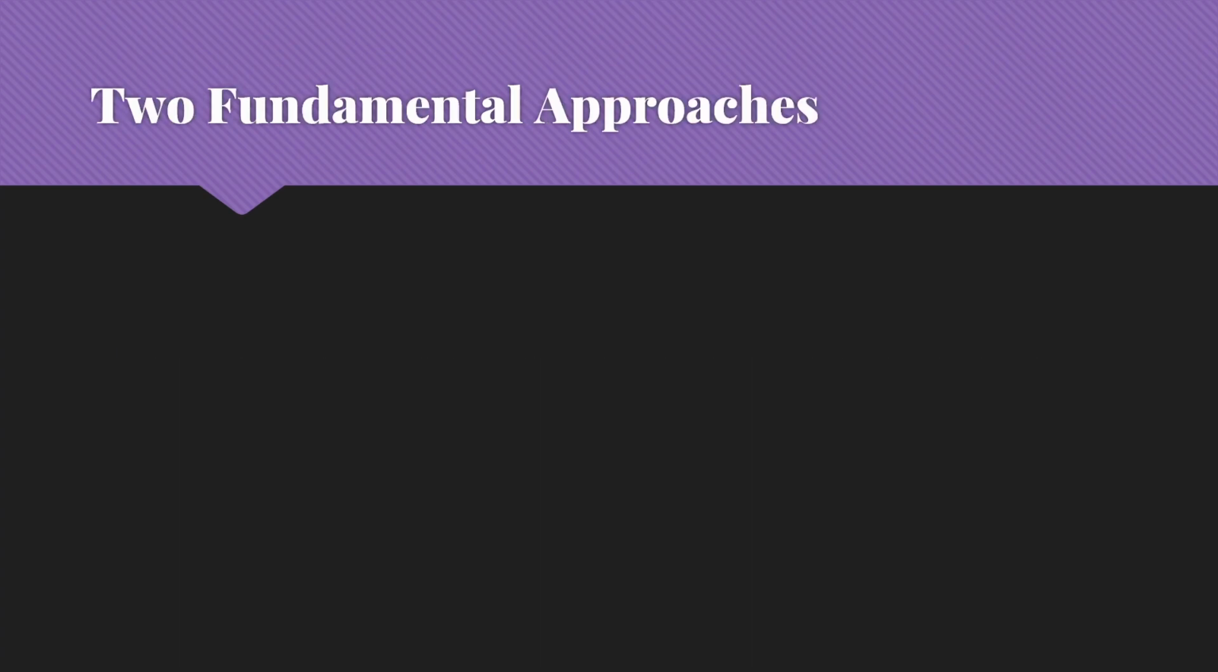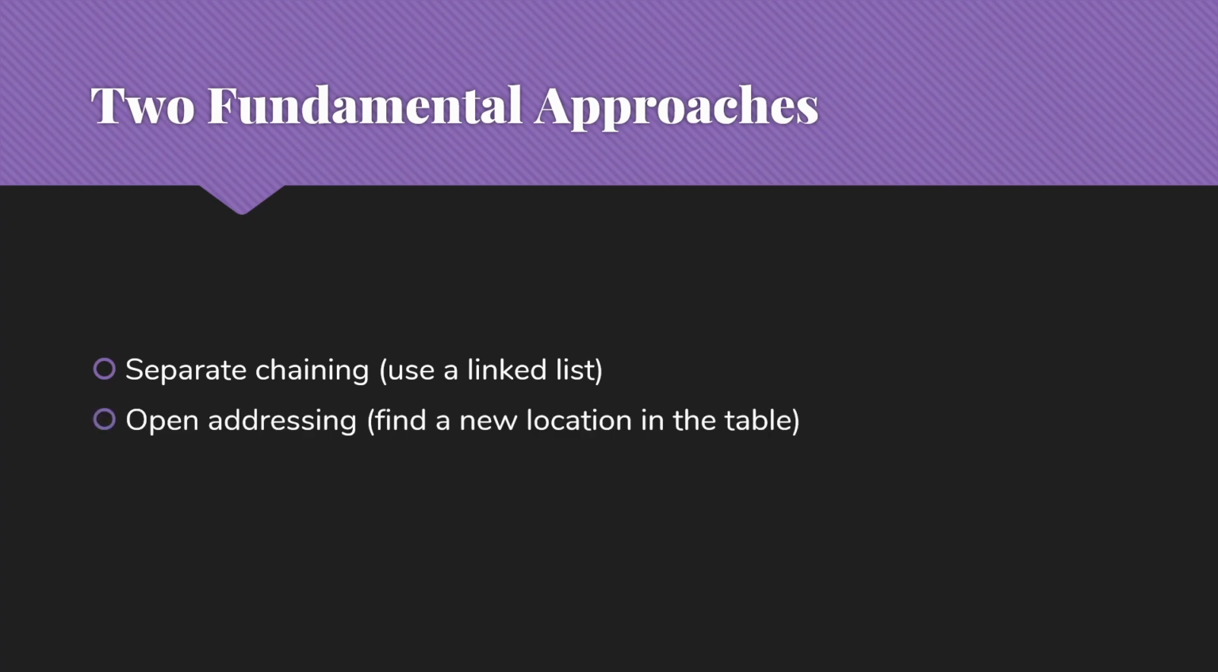There are two fundamental approaches for this. The first is called separate chaining, where we simply use a linked list. The second is called open addressing, where the idea is that I'm going to find a new location in the table. So first of all, I'd like to talk about the separate chaining approach.